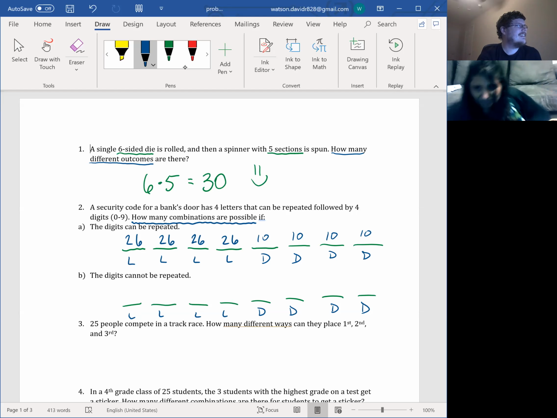Let's see. This is one of those things that I wish I had the key written up. I'm bringing up the key right now. All right.